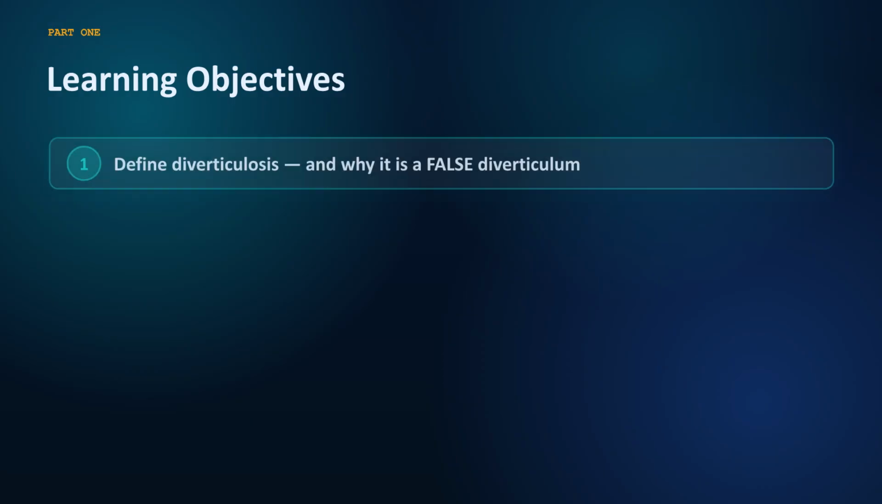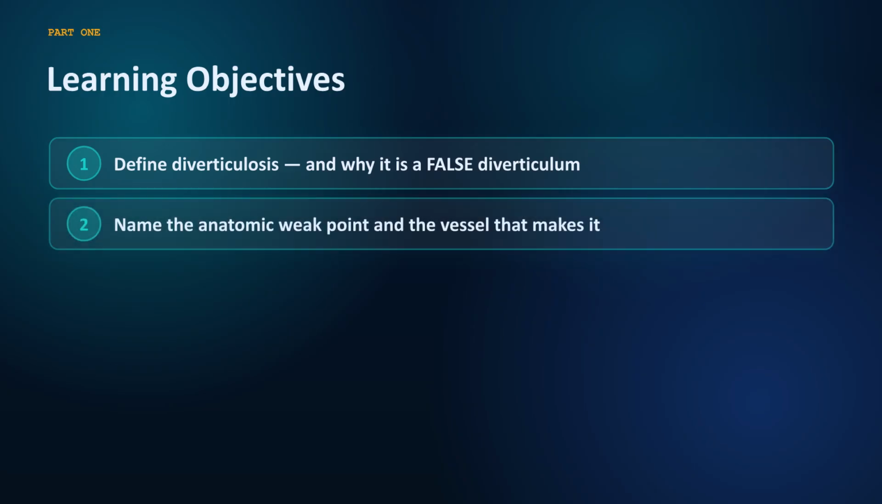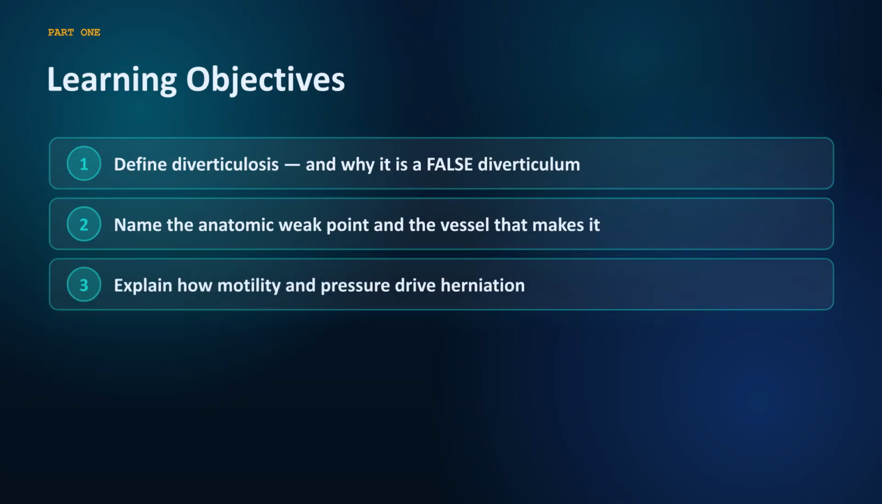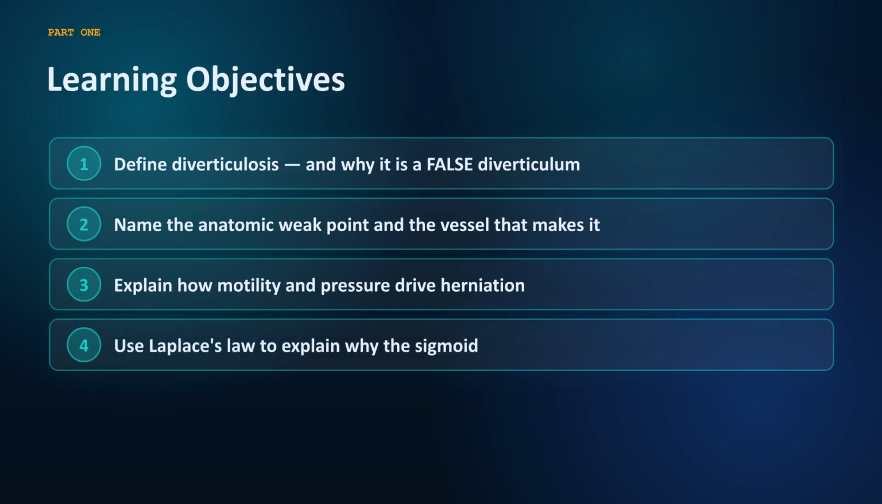Here is what you should be able to do by the end of this video. First, define diverticulosis precisely, and say why a colonic diverticulum is a false diverticulum rather than a true one. Second, explain the anatomic weak point in the colon wall and name the vessel that creates it. Third, describe how abnormal motility and raised intraluminal pressure push the mucosa and submucosa outward through that weak point. Fourth, use the law of Laplace to explain why the sigmoid colon is almost always the site.